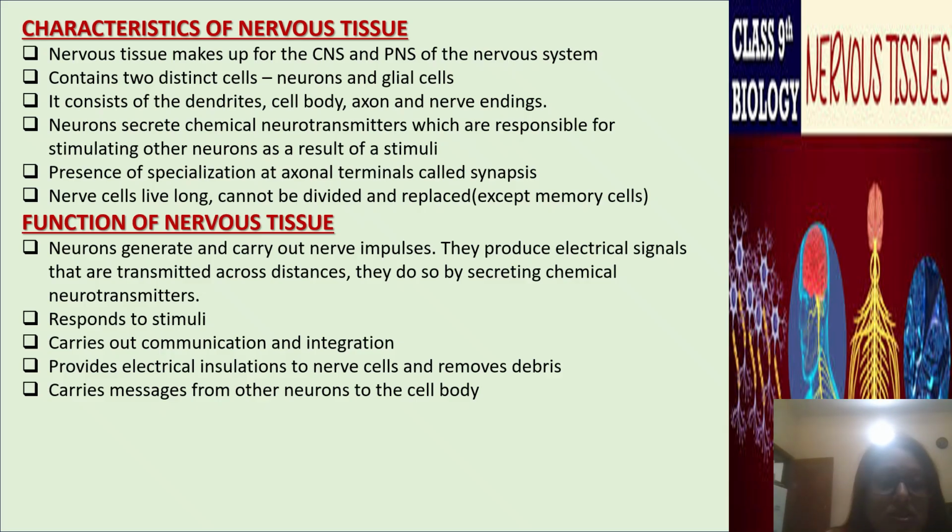Next, function of the nervous tissue. Neurons generate and carry out the nerve impulses. They produce electrical signals that are transmitted across distances. They do so by secreting chemical neurotransmitters. Response to stimuli, carries out communication and integration, provides electrical insulation to nerve cells and removes debris, carries messages from the other neuron to the cell body.